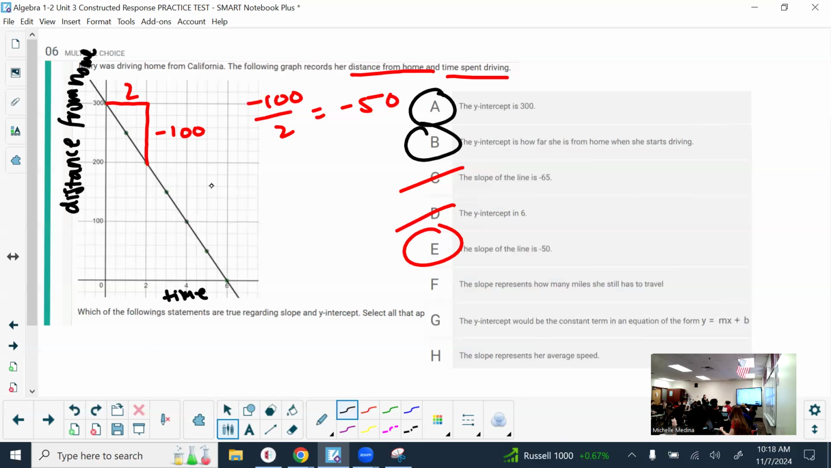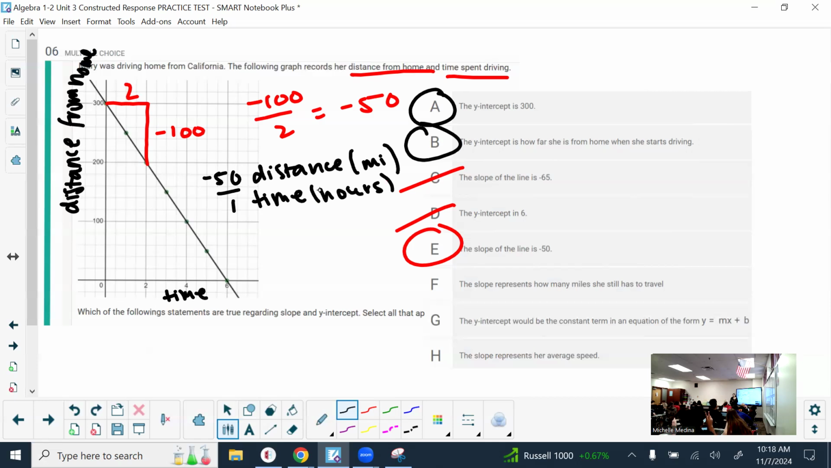So for that, kind of use those little tips I gave you before, and maybe let me put the negative 50 instead. So her slope is negative 50. And again, it's usually rise over run. So my y-axis was distance from home, probably in miles, I would say. And then my x-axis was time, probably in hours. Again, it didn't say. So what her slope is saying is that every 1 hour, she's traveling 50 miles, or she has 50 miles less to go.